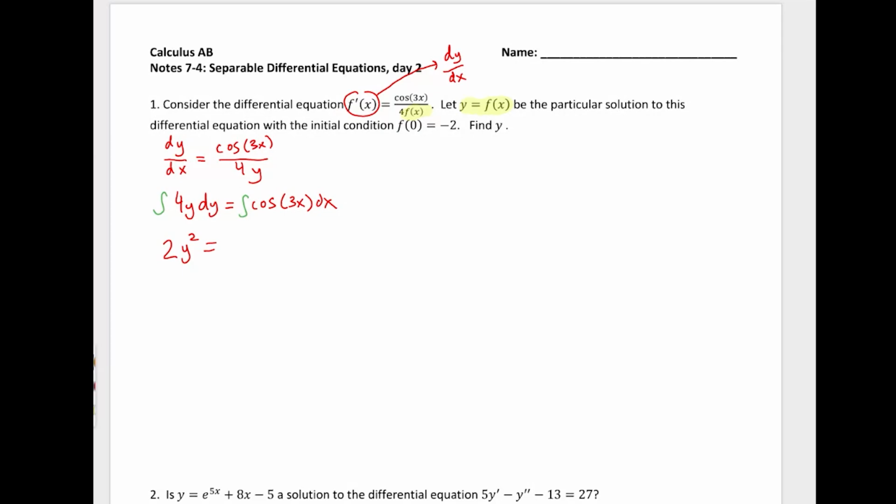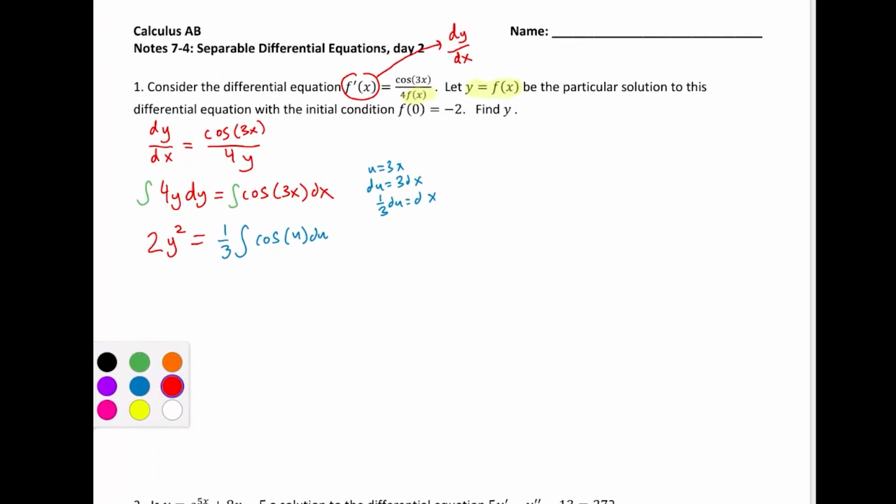This is where you have to go back and remember that we sometimes have to use a u substitution. So I'm going to let u be 3x, and if that's the case, then du is 3dx. And since I don't have the 3dx, I just have the dx, I need to divide both sides by 3, so 1/3 du is dx. So I can rewrite this as 1/3 times the integral of cosine of u du. And this becomes a much easier integral to handle.